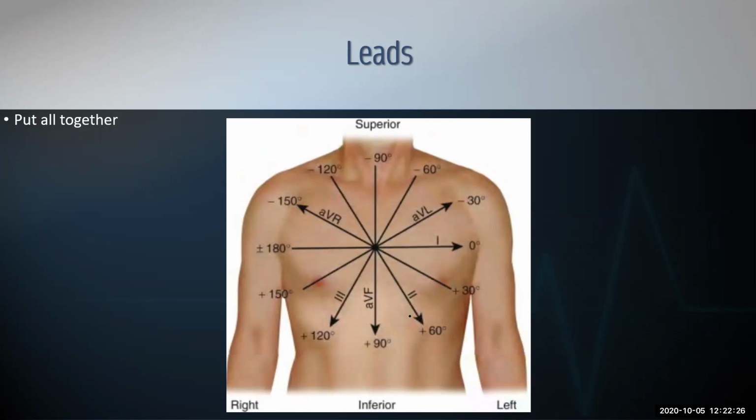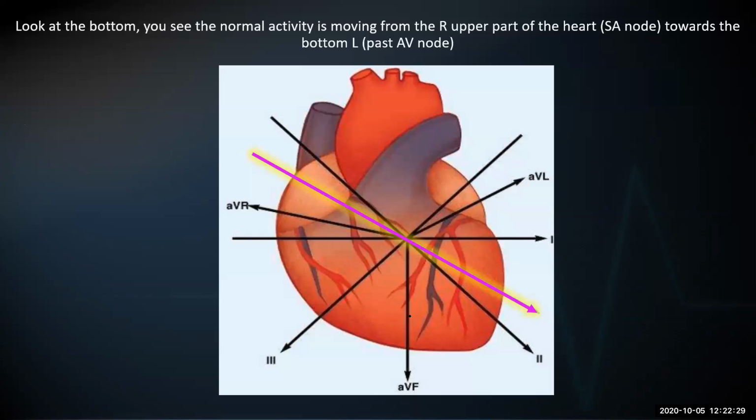Between lead 2 and +30, you're going to see that's the overall generation of electrical activity. So if you look at the bottom, normal activity is moving to the right upper part of the heart, where the SA node should be, through the AV node down to the bottom left of the heart. So we expect lead 2 to have an overall positive deflection. Lead 3 and aVL are somewhat isoelectric, because they're almost perpendicular to this overall line. Lead 1 is not as perpendicular, right? We'd expect this to be more negative or more positive. What do you guys think? Yeah, absolutely positive. And then aVR, we'd expect that to be positive or negative.